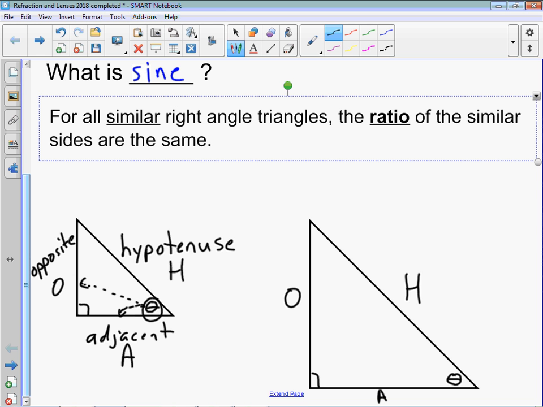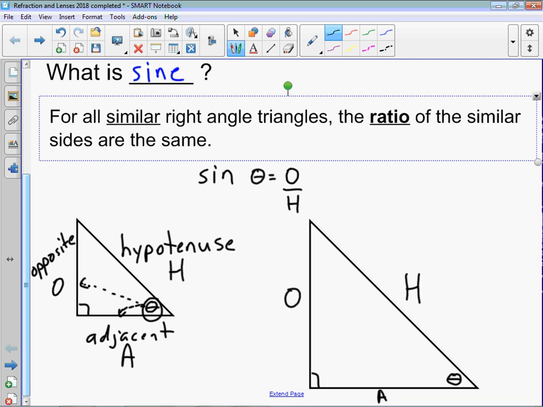So the idea of the sine is that we look at a very specific ratio. For a triangle with this given angle theta, we say the sine, and the short form is just sin, of theta is the ratio of the opposite side to the hypotenuse. So it's the ratio that you get when you divide the length of the opposite side by the length of the hypotenuse.